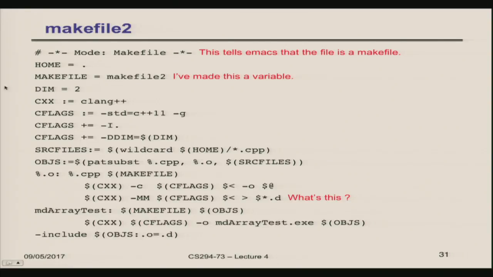Now, I have defined a variable called home, which is dot. It's my current directory. Makefile, so this is the name of my file, but I've defined makefile to be makefile 2. I've made it a variable. Why is that? I'll get to that in a minute. So let me just go down here.